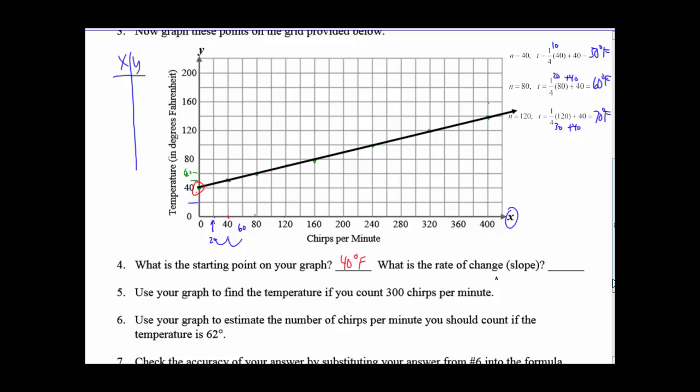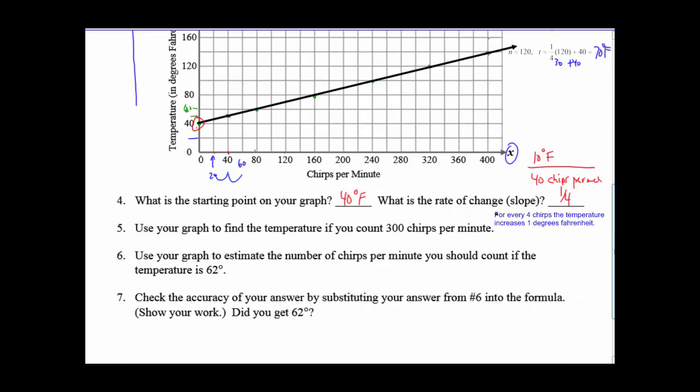So I can write up here, for every 40 chirps per minute that we increase in the x, our temperature is increasing by 10 degrees Fahrenheit. Okay? We can actually reduce and make this 1/4, which simply means for every 4 chirps per minute, there is an increase of 1 degree Fahrenheit.